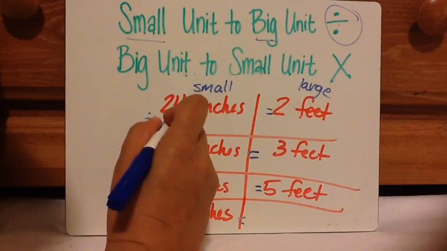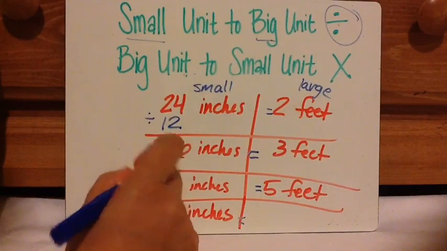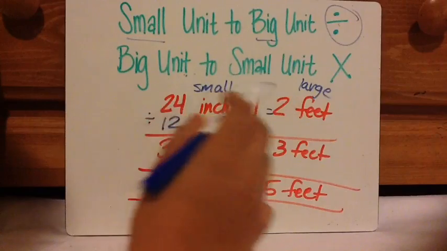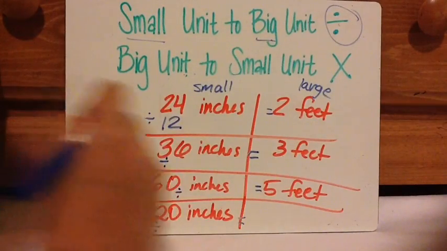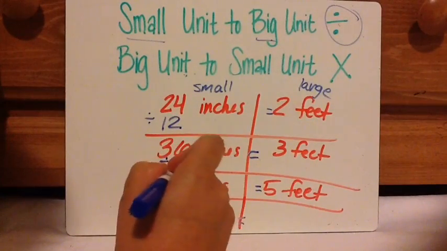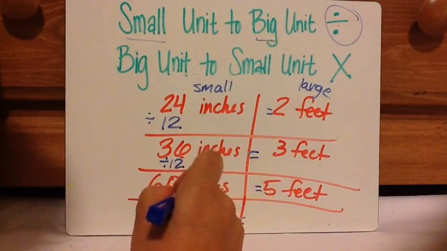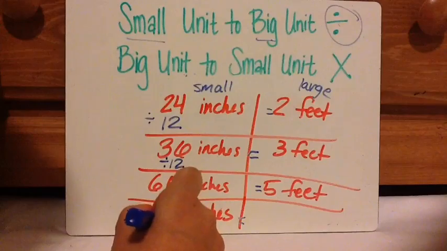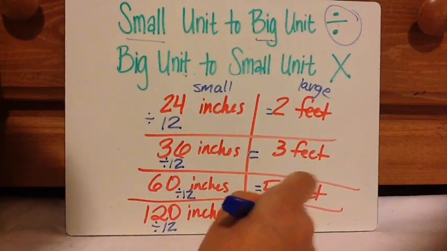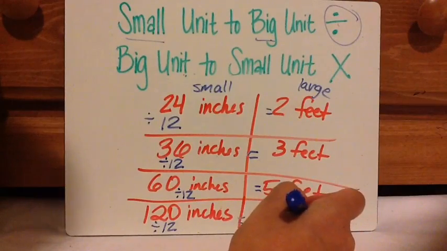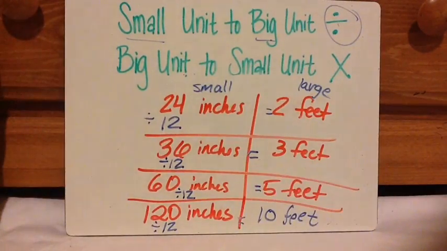Because if I have 24 inches, every 12 inches make 1 foot. Does that make sense? So then 24 divided by 12 equals 2 feet. If I do 36 divided by 12, 12 goes into 36 3 times, so I get 3 feet out of that. 60 divided by 12 equals 5. 120 divided by 12 equals 10 feet. Every 12 inches make 1 foot. So that's essentially what you're doing.